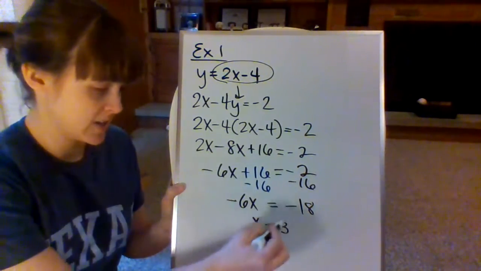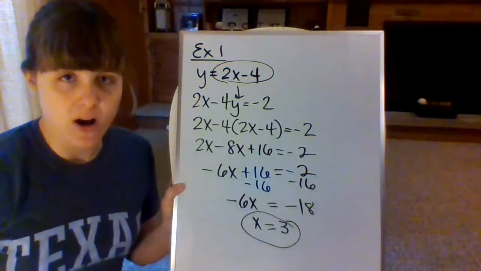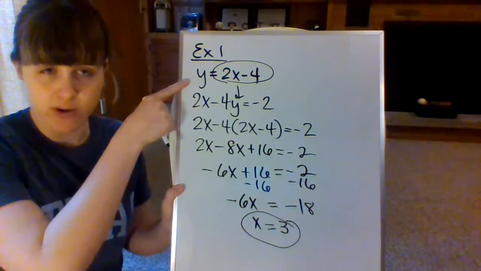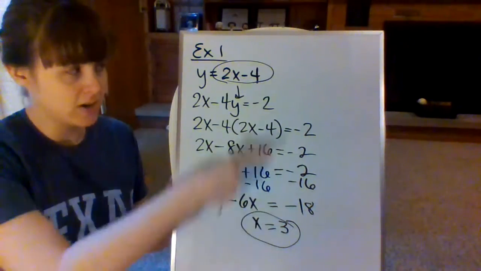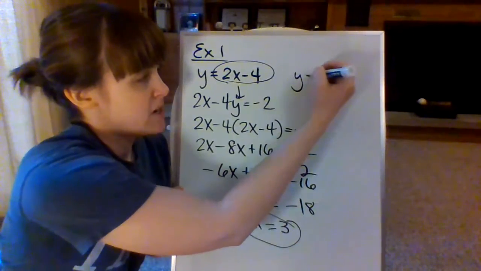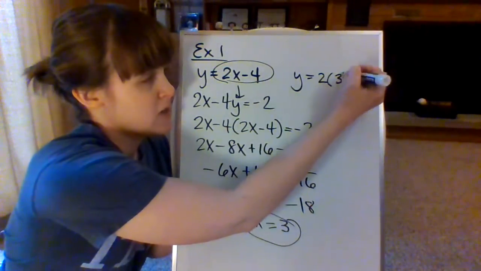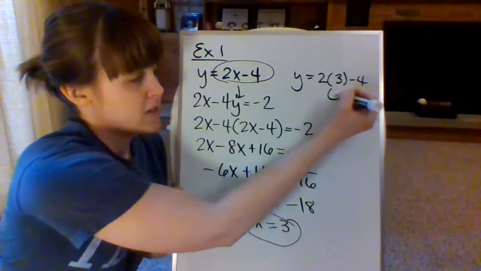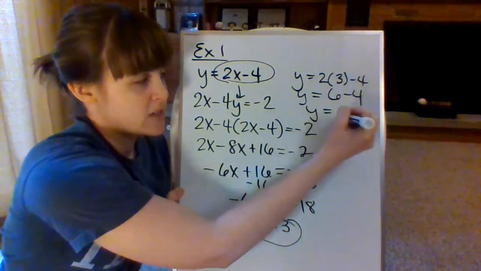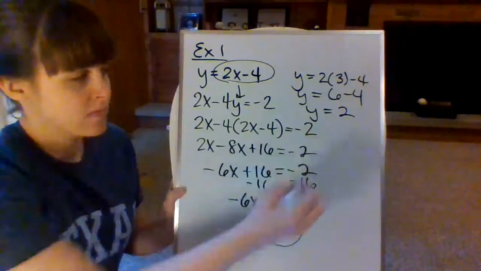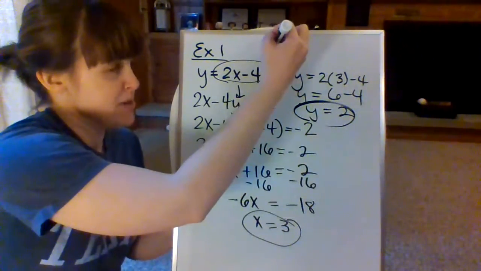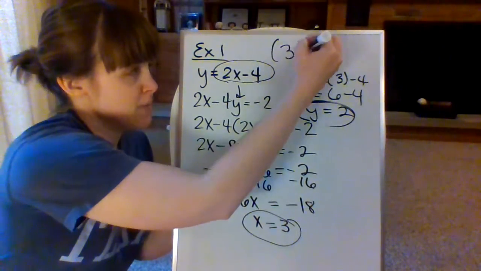Okay, now that we have x equals 3, we need to find y. So do you see up here where it said y equals 2x minus 4? We're going to take our 3 now and plug it in for x right here. So it's going to say y equals 2 times 3 minus 4. So 6 minus 4. So y is 2. Okay, so the final answer, which I'm going to write up here, is going to be 3, 2.